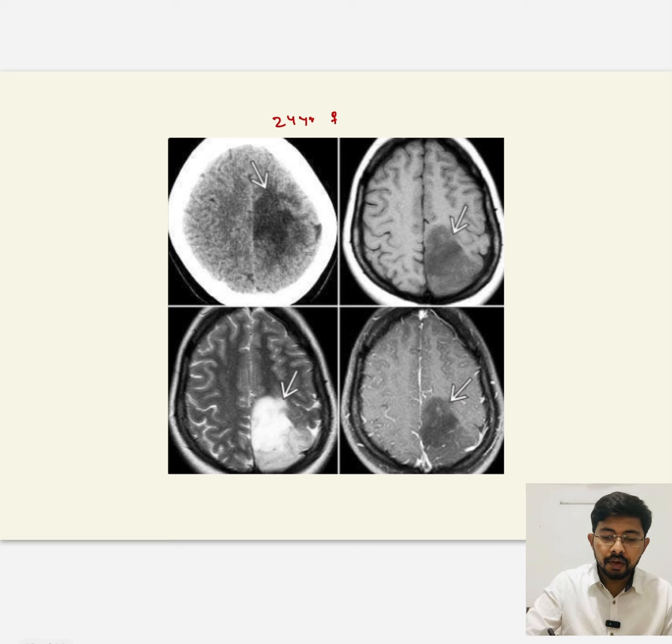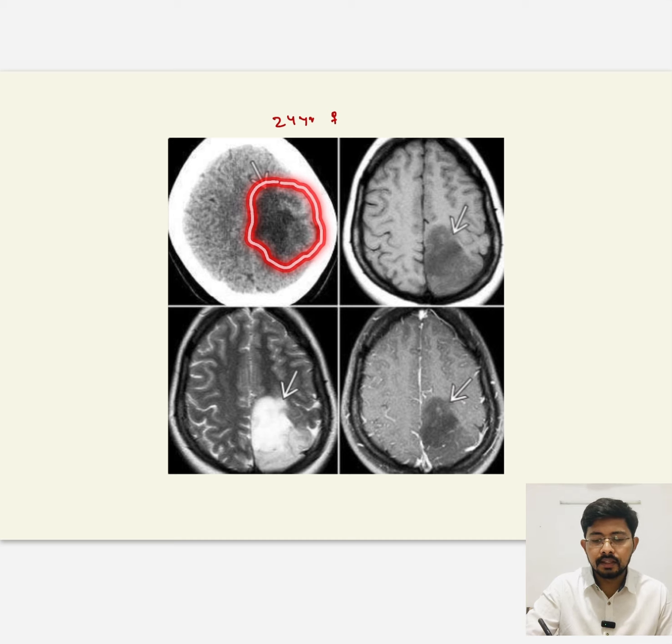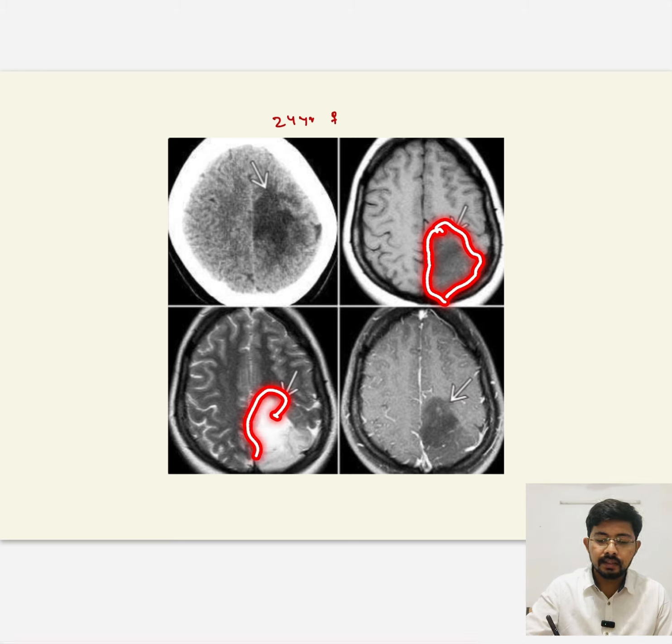This is a 24-year-old female who came with a hypodense cortical-based mass lesion involving the gray-white matter, present on the left side in the parietal region, which on MRI appears hypointense on T1 weighted image, with heterogeneous hyperintensities, and post-contrast gives very mild enhancement. Later, on pathology, it was a WHO grade 3 oligodendroglioma.